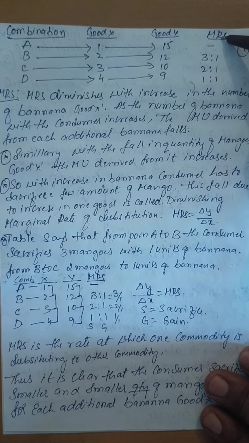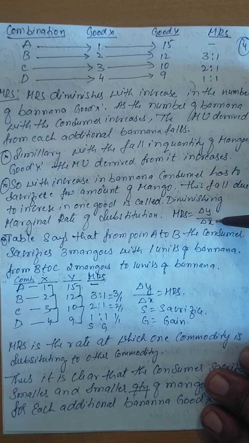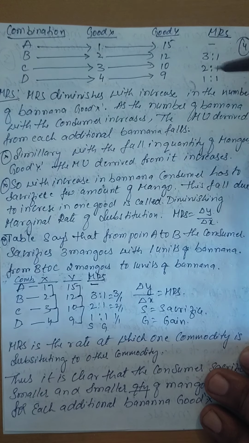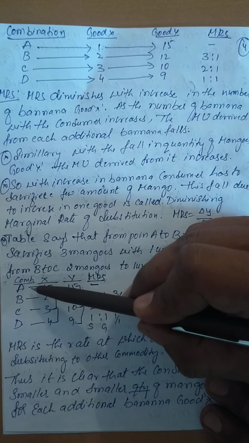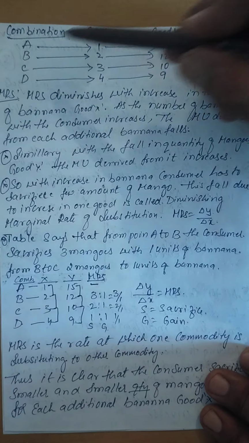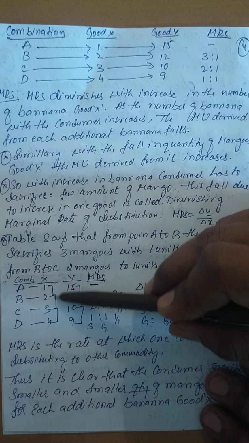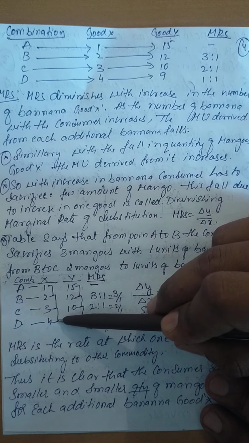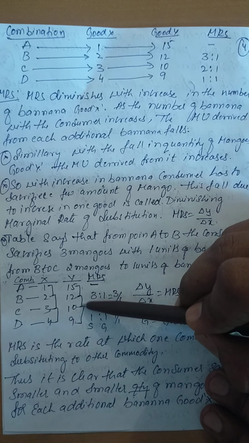So MRS, how do you calculate? We calculate based on delta y by delta x. It is very clear. So the calculation of MRS shows very clearly what happens here. See here, there is a combination A, B, C, D. The same combination I have written here. Okay, observe. This is the X good and this is the Y good. So 1, 2, 3, 4 and 15, 12, 10 and 9.